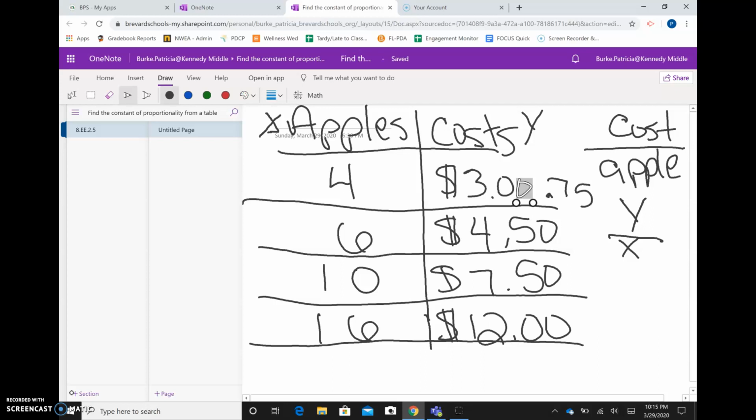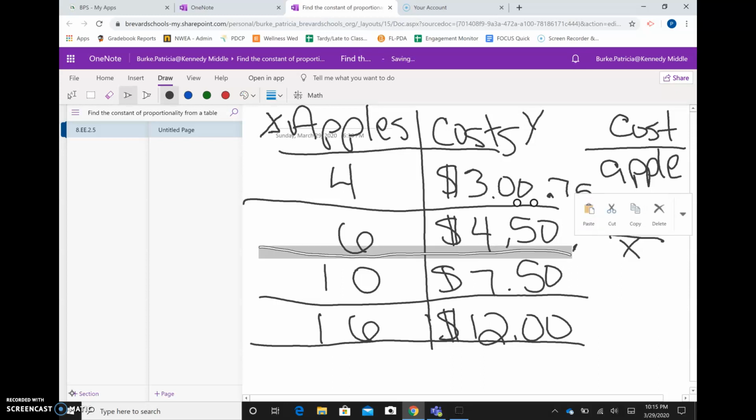$4.50 for 6 apples. Let's see what that equals, cost per apple. So you have 4.5 divided by 6. What does that come out to per apple? Did you get 75 cents again? Good job. Let's try our third one. $7.50 is your cost for 10 apples. What is the cost per apple? Take 7.5 and divide it by 10. And did you get 75 cents again?